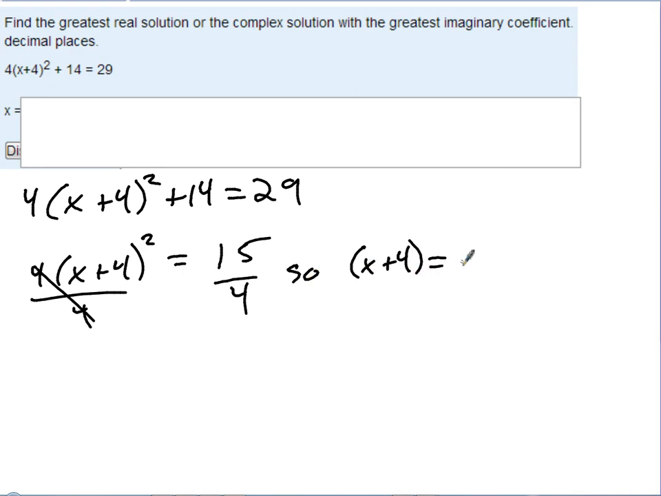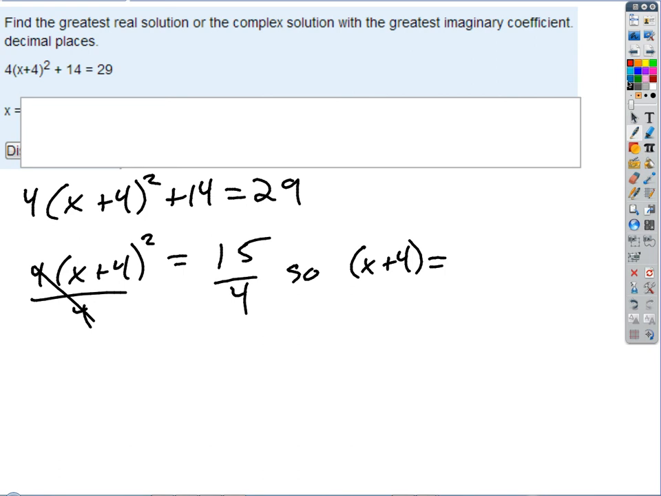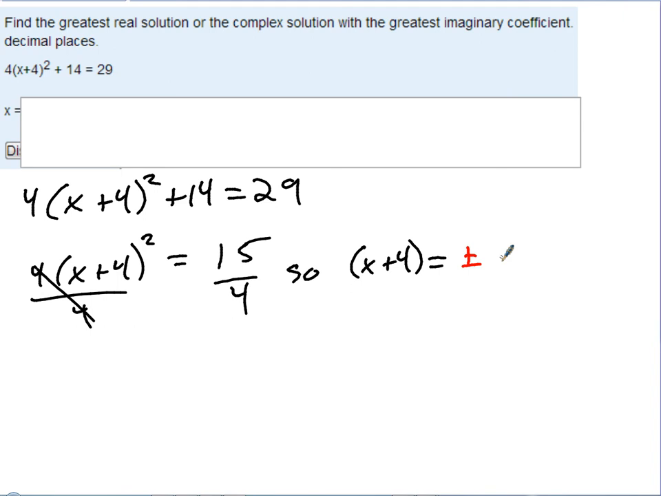So x plus 4 equals plus or minus the square root of 15/4. Now what is the square root of 4? It's 2. So I could write that as the square root of 15 over 2. Might as well, though I wouldn't have to.